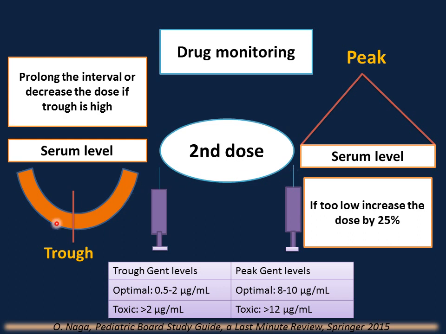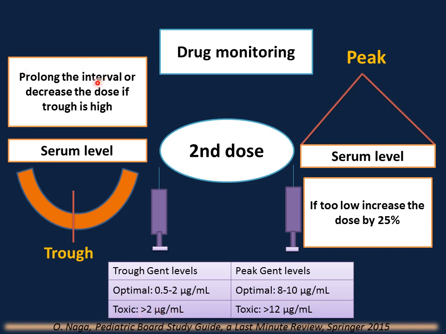So if you want to know the trough level, you do it before the second dose is given, or according to the protocol in your NICU, but commonly it is before the second dose of gentamicin. If the trough level comes back more than 2 microgram per ml, this is high, this is toxic. So you need to prolong the interval.